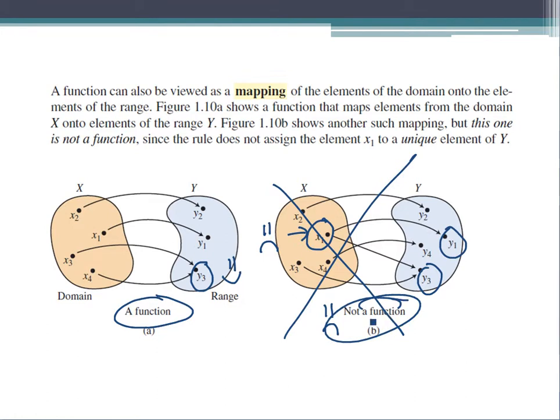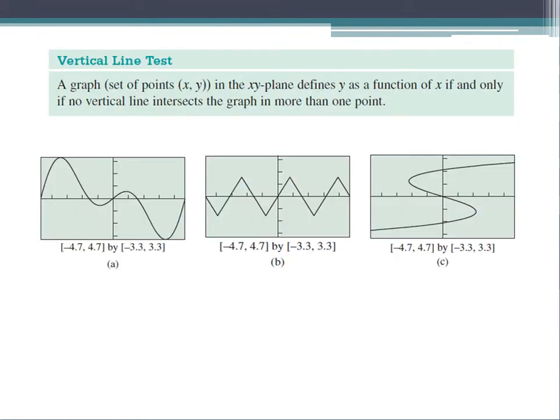All right. Of course, you probably remember something called the vertical line test. The vertical line test is just a graphical representation showing how that definition of a function worked. The vertical line test says a graph, a set of points x and y in an xy plane, a coordinate plane, defines y as a function of x if and only if no vertical line intersects the graph in more than one point.